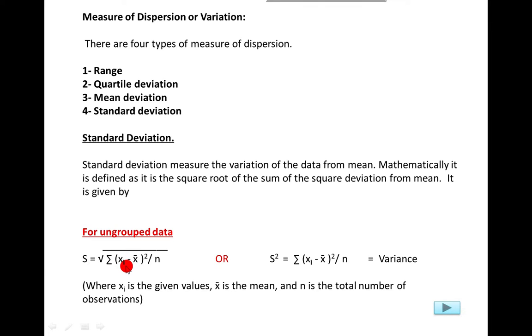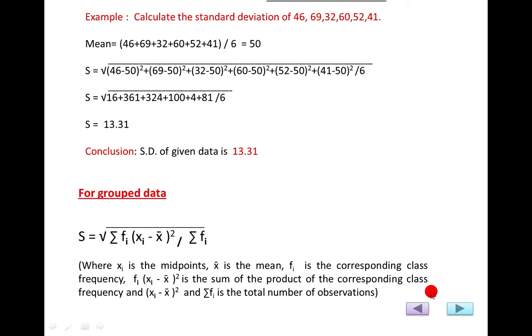You know that if the number of observations are small, not values, observations 5, 6, 7, 8, we use the formula of the ungrouped data. If the number of observations are large, first we convert the data into groups, then we use the group data formula. So now first we will solve the example of the ungrouped data.